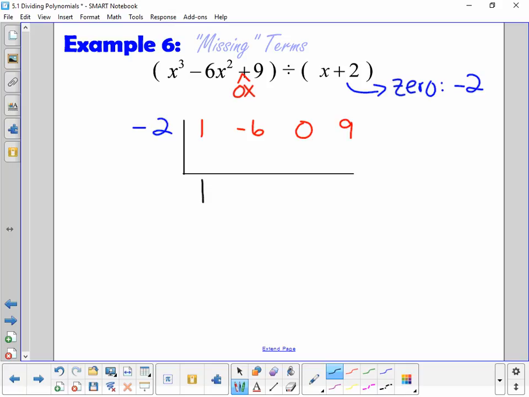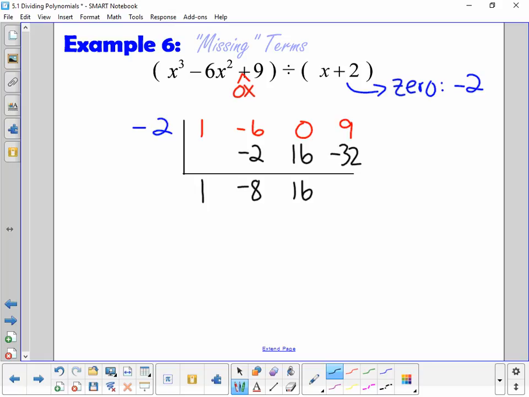Add up the first column. Multiply, put it in the next column. Add up the second column. Multiply, put it in the next column. Negative 8 times negative 2 is 16. Add up that third column. And now we multiply by the negative 2 again. That's negative 32. And now we just need to add it up.